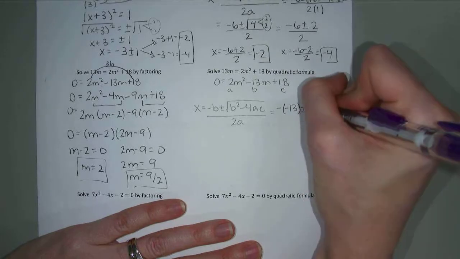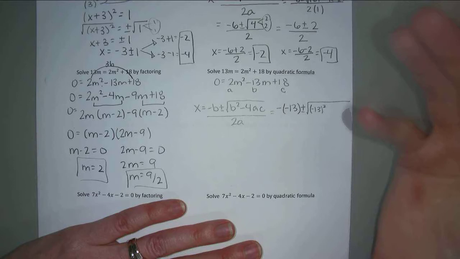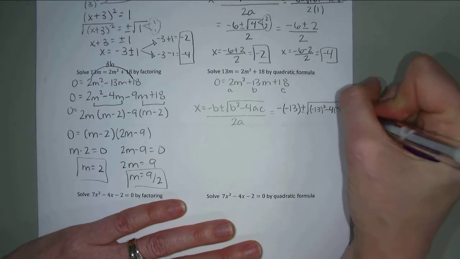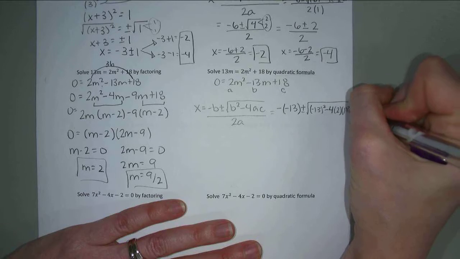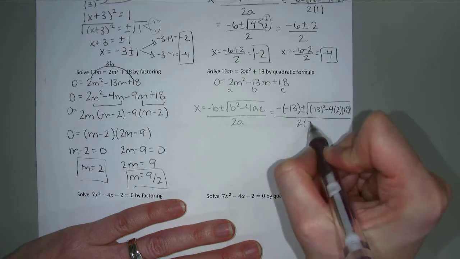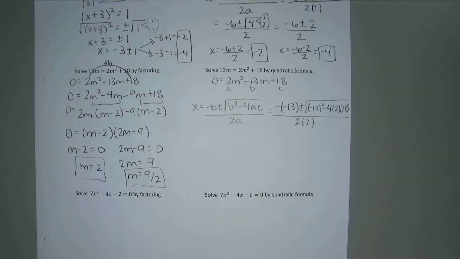All right, so then we have plus or minus. Again, make sure b is in parentheses, because when we square negative 13, we want to make sure that negative gets turned to a positive. Minus 4 times a, which is 2, times c, which is 18, all over 2a, or 2 times 2. So again, here's my puzzle. Negative b plus or minus the square root of b squared minus 4ac all over 2a, but here are my pieces, 2, negative 13, and 18. So I'm merely plugging them in to where they need to go.